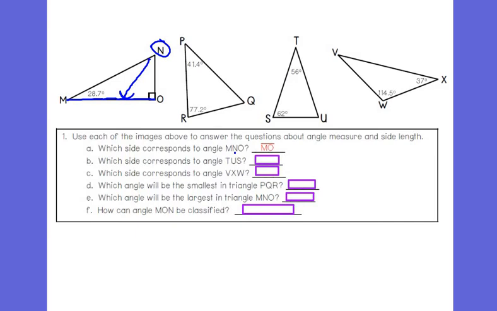Okay, let's look at B. It says what side corresponds with angle TUS. So this time I'm looking at what triangle? The third one. What angle am I focused on? U. So I'm looking at U, and I want to know what side corresponds with U. So it's opposite of it. What side is opposite of U? ST or TS, with a line drawn over it.